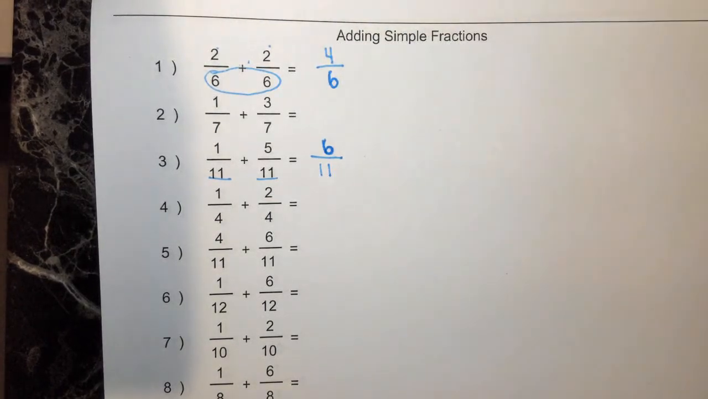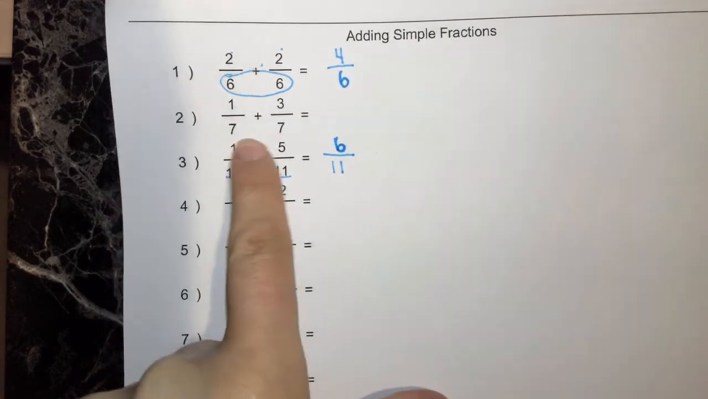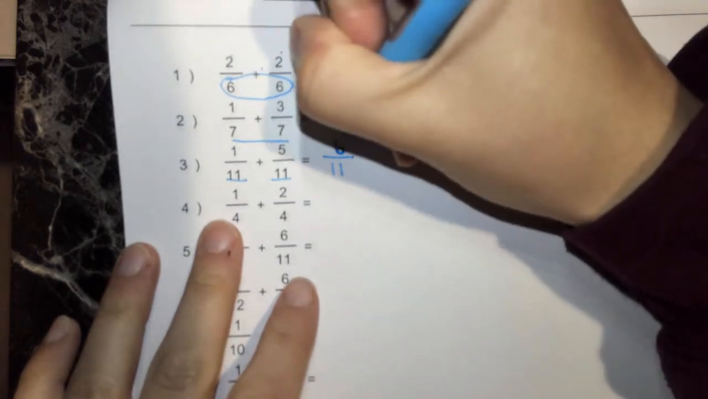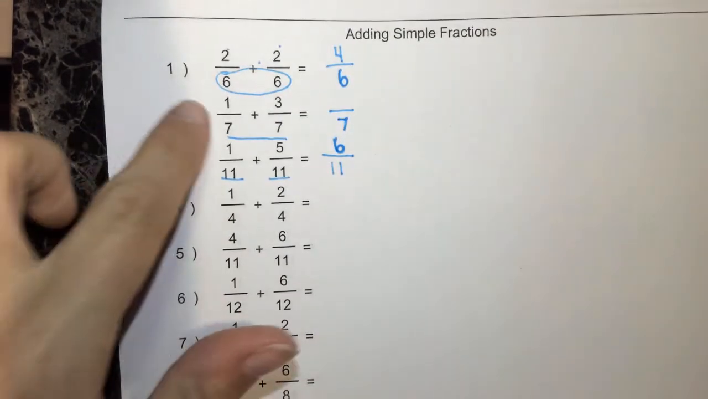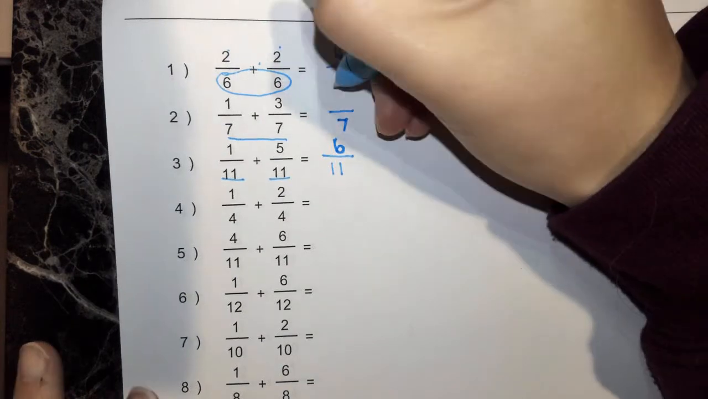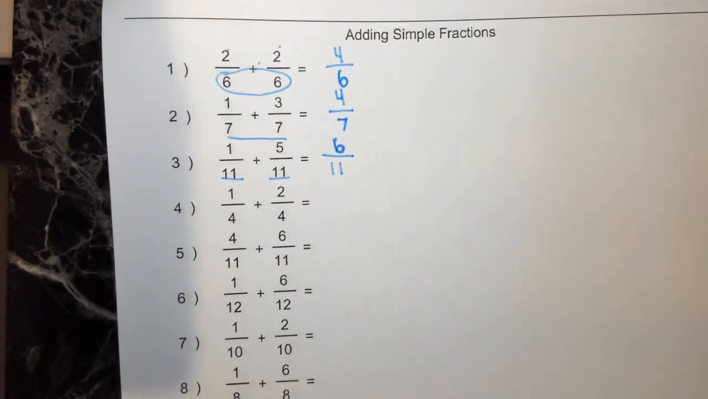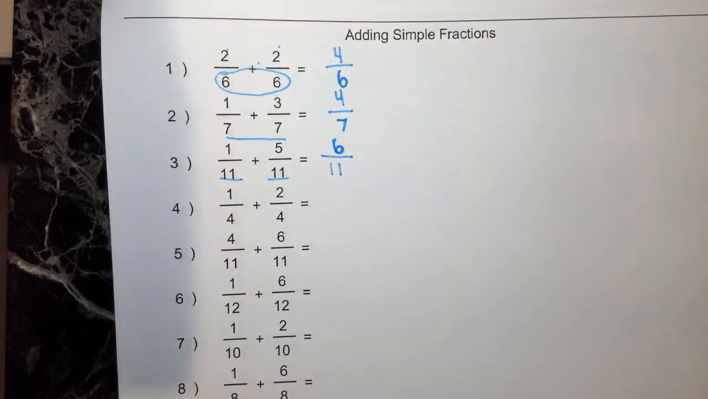Let's do one more. Alright, we'll do number 2 since we're already here. So we're going to go back up. Let's look at number 2. If you look at number 2, 1 7th plus 3 7ths, 7 and 7 are the same. That means I can rewrite it as something over 7. And then I add the top. 1 plus 3 is 4. So there's not a lot of work if they're adding simple fractions. Most of the time you're not going to have simple fractions. Very rarely you will.